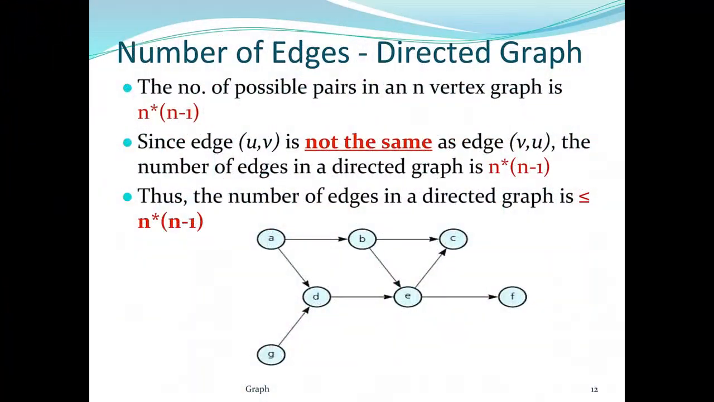Number of edges in a directed graph. The number of possible pairs in an n-vertex graph is n*(n-1). Since edge (u, v) is not the same as edge (v, u), the number of edges in a directed graph is n*(n-1). Thus, the number of edges in a directed graph is less than or equal to n*(n-1).